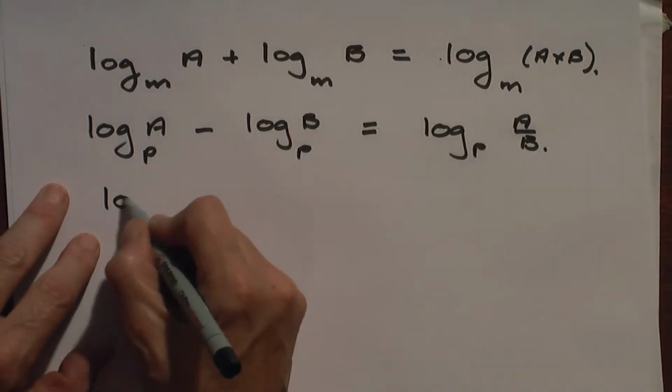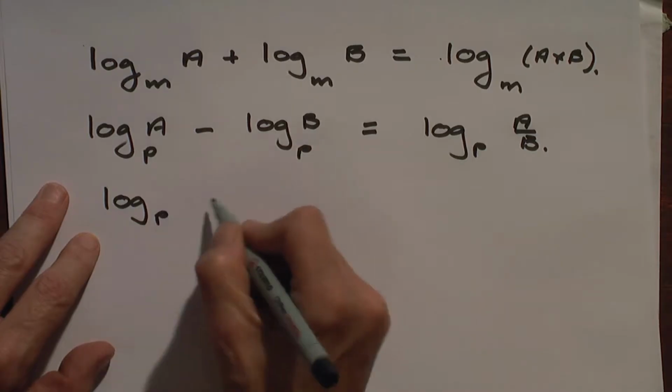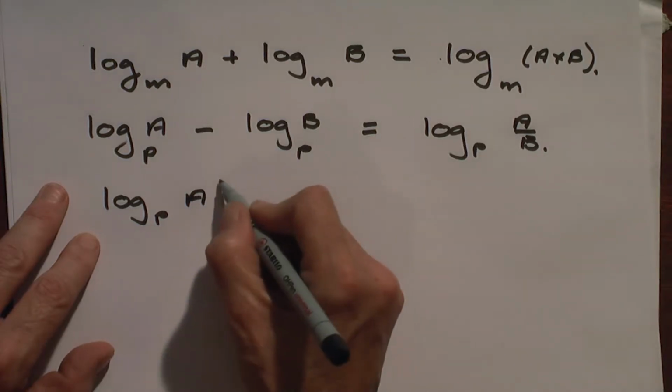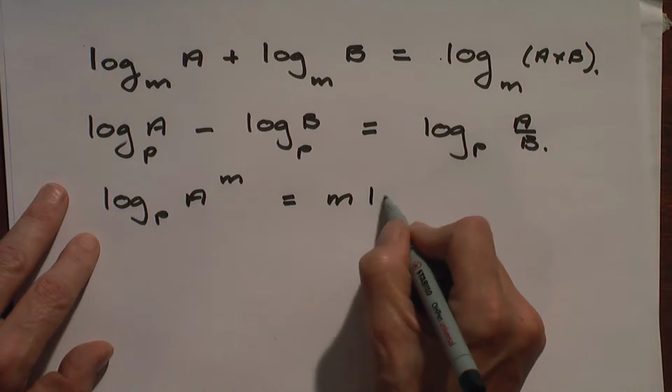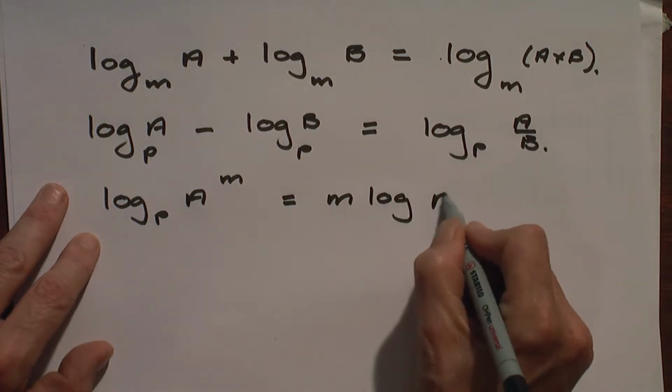And finally, I call it the jump up, jump down law. Gives me log A to the power of M is the same as M log A to the P. Why? It's the same rule as the exponents. I'm raising a power to a power. What do I do? I multiply the exponents. What are exponents? They are logs.